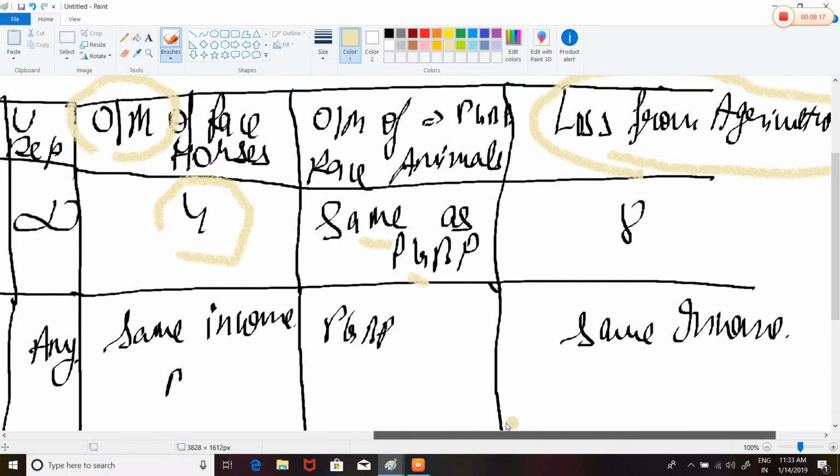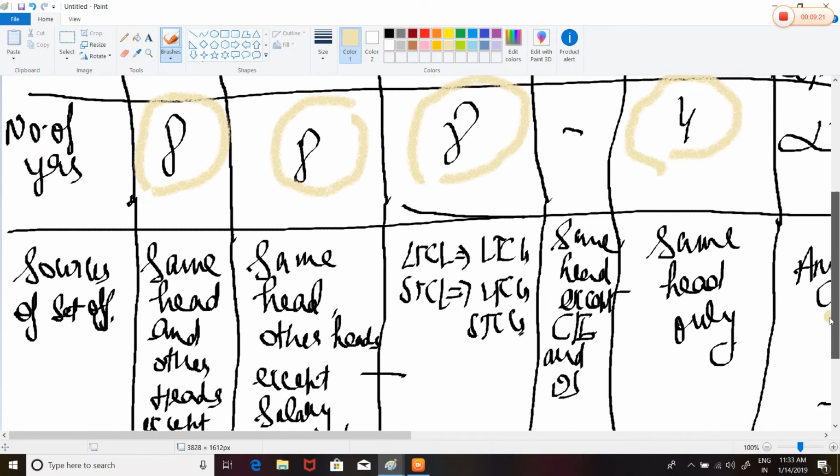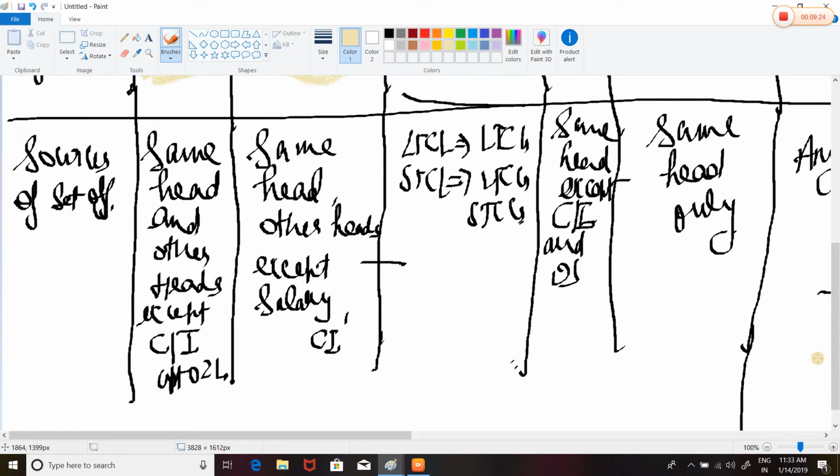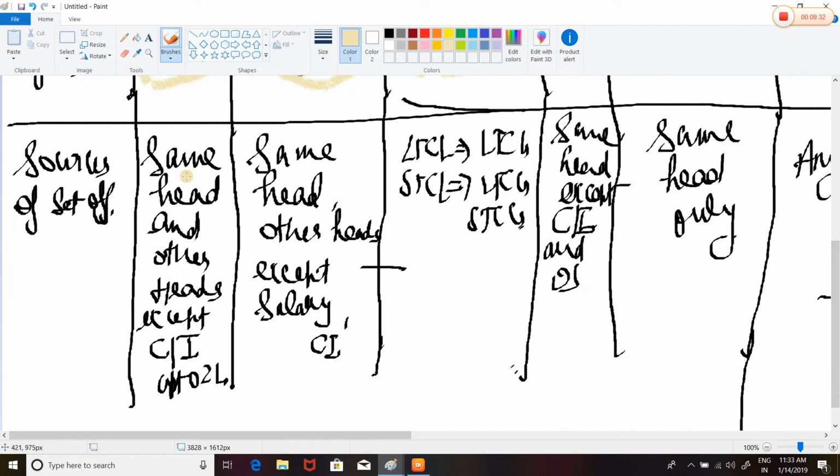Okay, I think there's nothing to explain in this. I'm just giving you notes. Sources of set off, for the first one, house property. It can be set off within the same head.